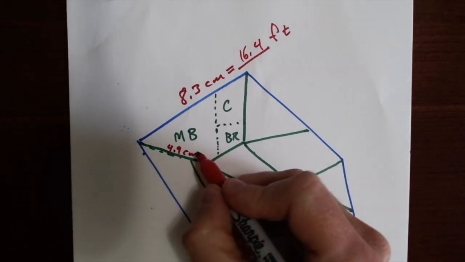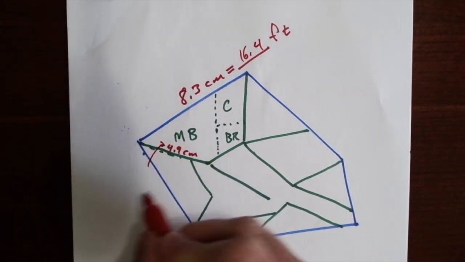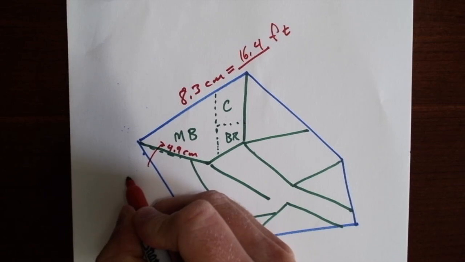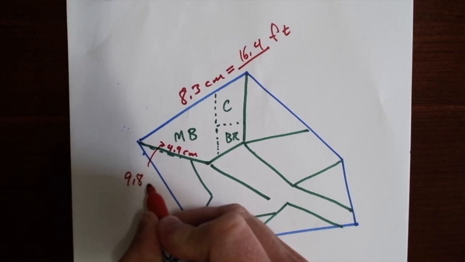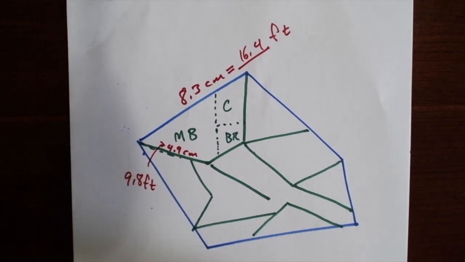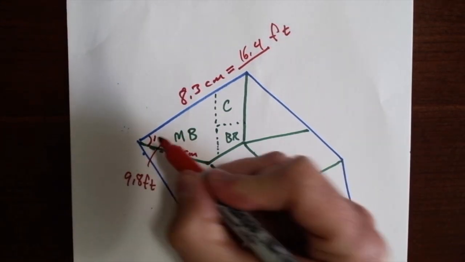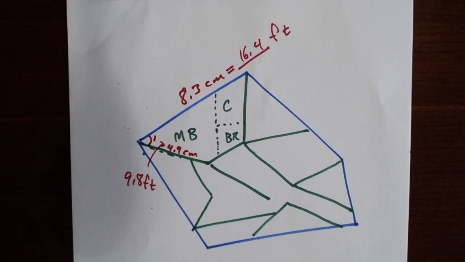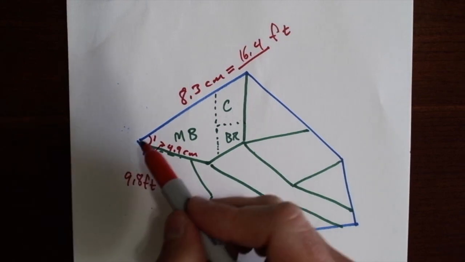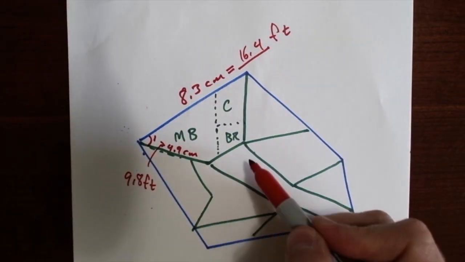All right? That would mean that this one right here, I don't have space to write it in right there, that one right there would be 9.8 feet. All right? So now I have these two measurements. The next thing I need to do is figure out what is the measurement of that angle right there. Okay? And this is where trig comes in. So I need to go through and find the measure of every angle inside the house.